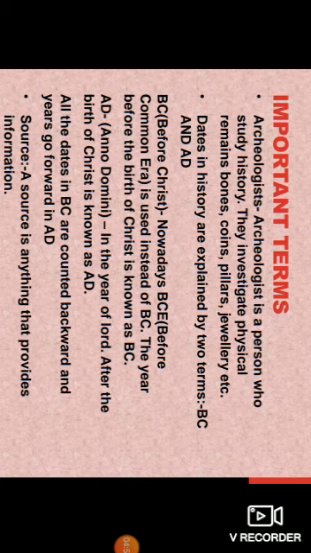AD, Anno Domini, in the year of the Lord, means after Jesus Christ was born, is known as AD. All the dates in BC are counted backward and AD forward.